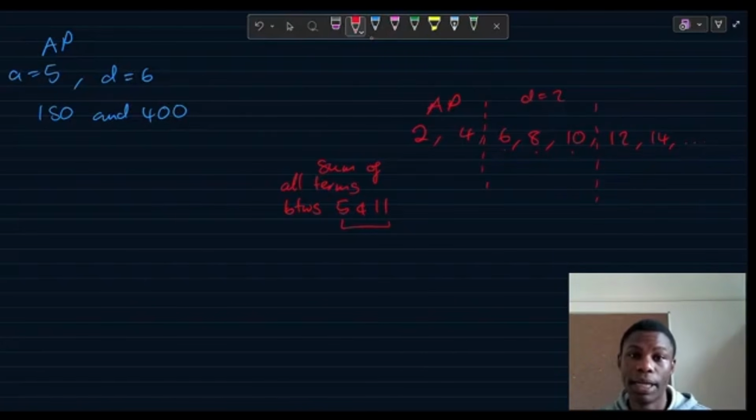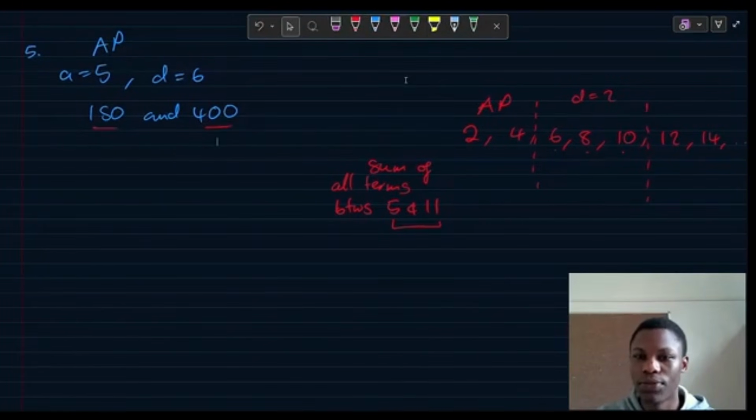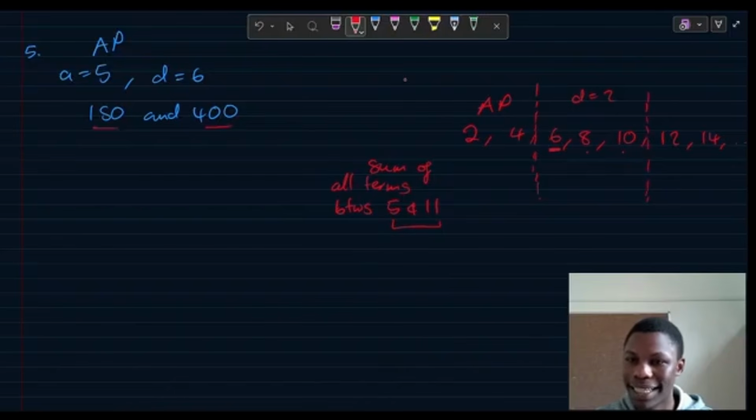So this is exactly what the question is asking you to do, except now it's with 150 and 400. Obviously, we can't just write out the whole progression until we find the first term that's more than 150 and the last term that's less than 400. That would be way too long. So we want to do the same thing, but at a bigger scale. We need to find the first term that fits within this interval, and we also need to find the last term that fits within this interval.